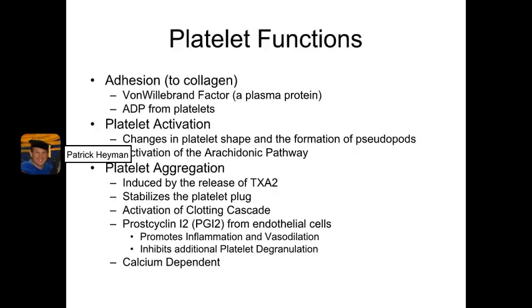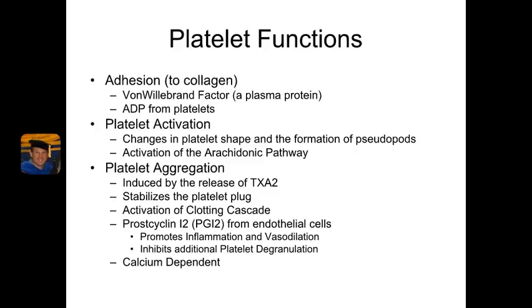The final platelet function is platelet aggregation, where they're going to begin to stick together. That's induced by the release of thromboxane A2, which again is a prostaglandin that is produced by platelets themselves, and that's going to cause a platelet plug. When platelets are activated, they're also going to induce the clotting cascade, which is going to help tie themselves together with fibrin.